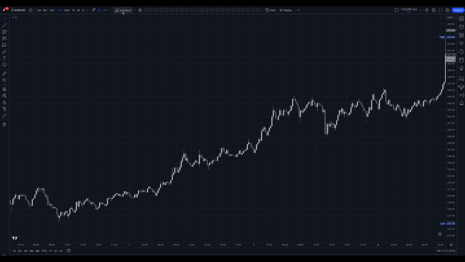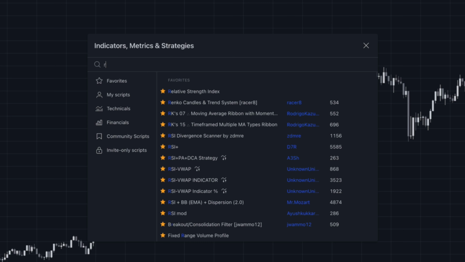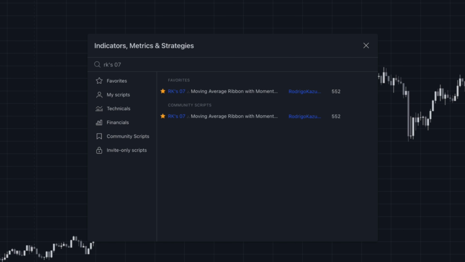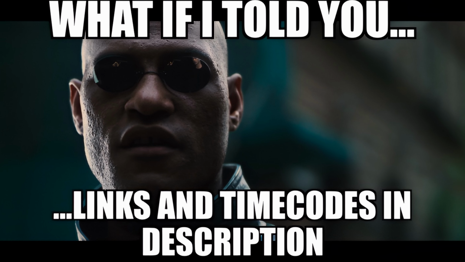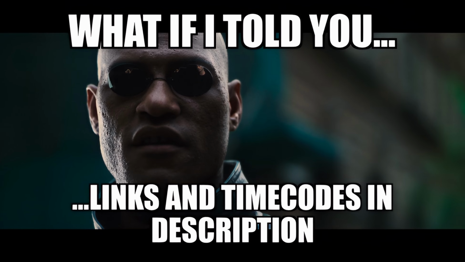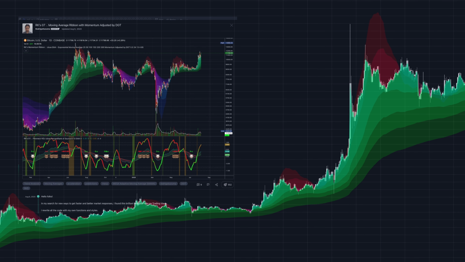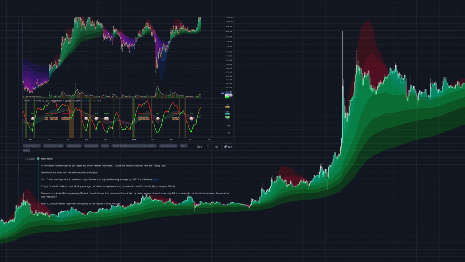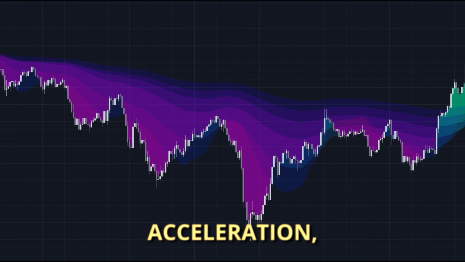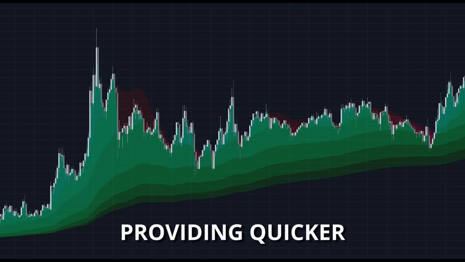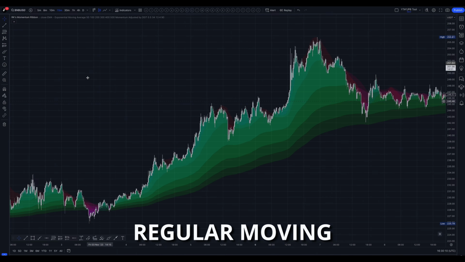The one we're going to be using for today's strategy is called RK's 07 Moving Average Ribbon by Rodrigo Kazuma. All indicator links and settings will be in the description for this video, as well as the time codes for each section. This script is a modified version of the Momentum Adjusted Moving Average, or MAMA, by DGT. It's calculated using momentum, acceleration, and probability, providing quicker responses compared to a regular moving average.